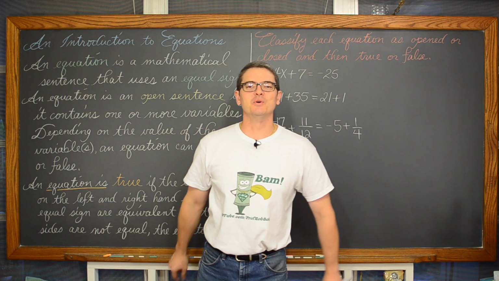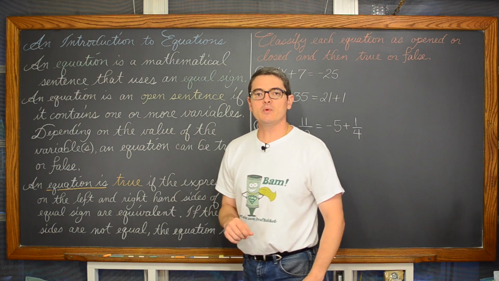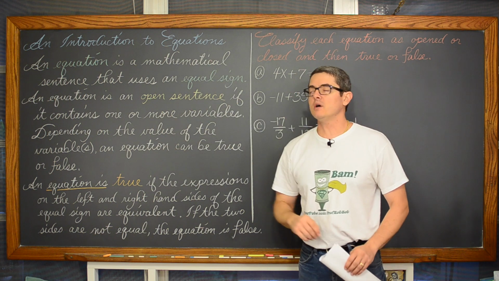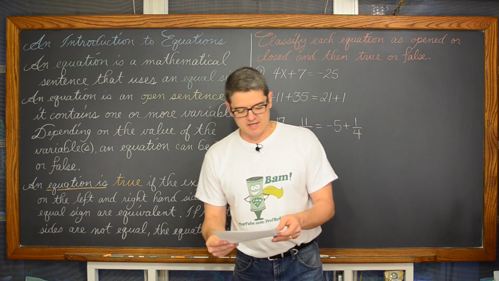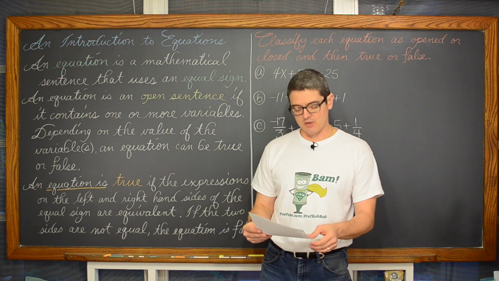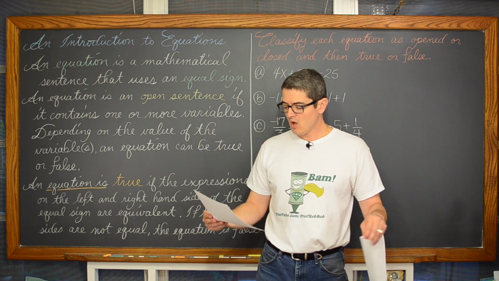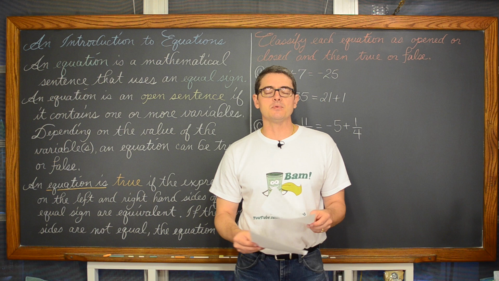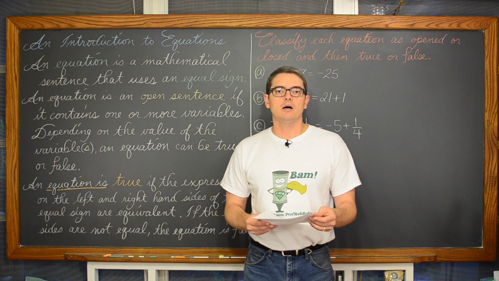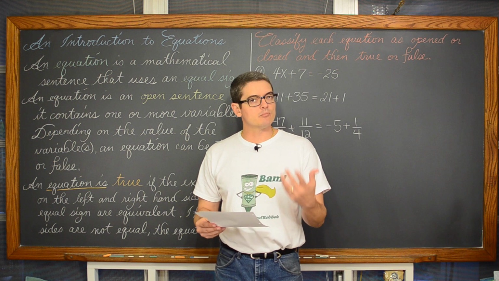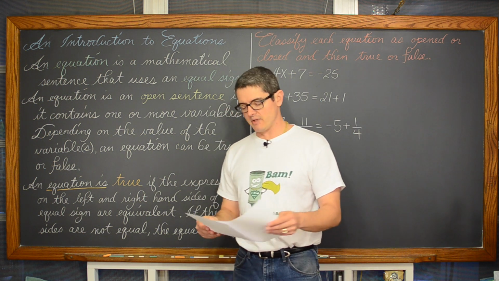Bam! Mr. Tarrou. In this algebra lesson, we are going to be defining what an equation is. We're going to work through 3 examples of classifying equations as either being open or closed and determining if they're true or false. We're going to work through 3 examples where we're given an equation and a possible solution and testing whether that number given is a solution to that equation.